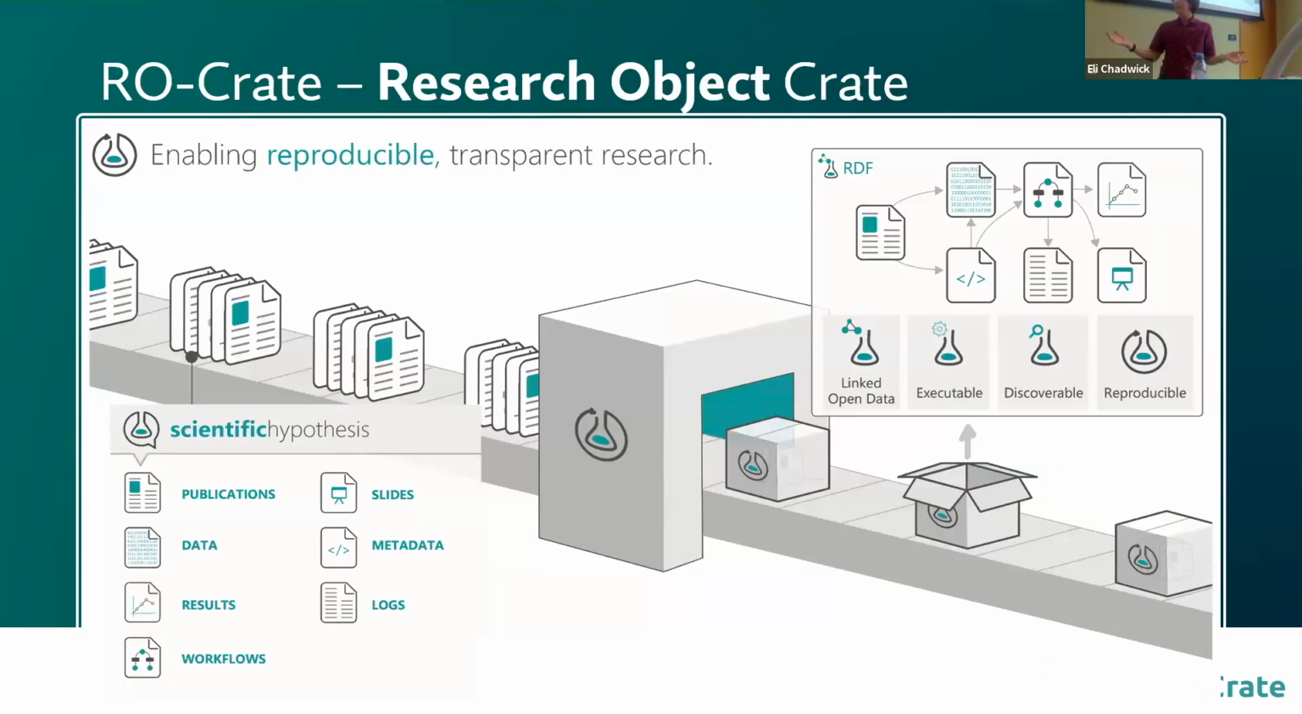And so out of this initiative grew RO-Crate, which stands for Research Object Crate, which is the project that I work on. The core idea of RO-Crate is that you take these disparate research outputs, your papers, your results, your workflows, your data, and you connect them together using linked data, which is a web technology. And so you put them together in this conceptual crate. They don't all have to be in the same folder necessarily, but conceptually they are linked together in a way that makes things more discoverable, more executable, and therefore more reproducible.